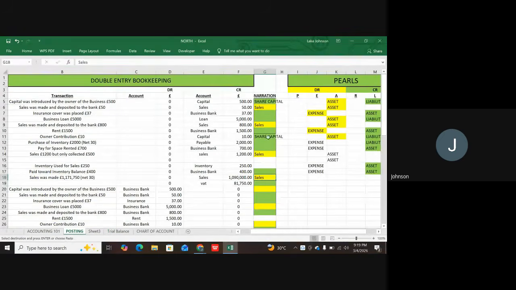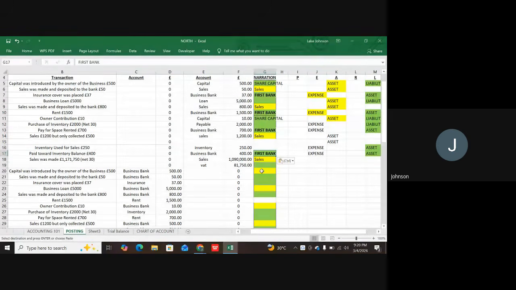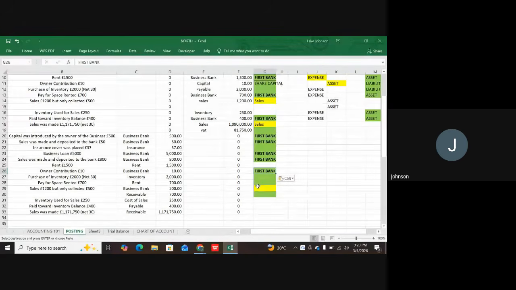So let's come back to our narration. Here is Business Bank, so we are calling it First Bank. Is there any other bank? Yes, so this is First Bank. Any other bank again? Yes, this is First Bank. Any other bank? Yes. So these two are First Bank. Is there another bank again? Yes, so these two as well are also First Bank. Any other bank? Yeah, this is also First Bank. Is there any other bank again? Yes, we have this bank as well. This is also First Bank, and so on and so forth.